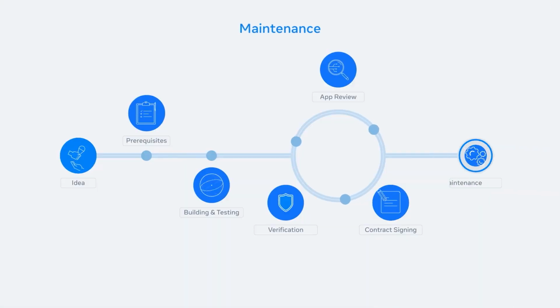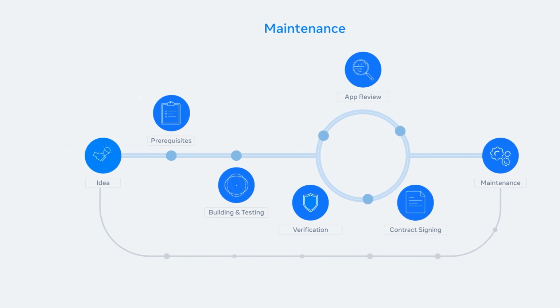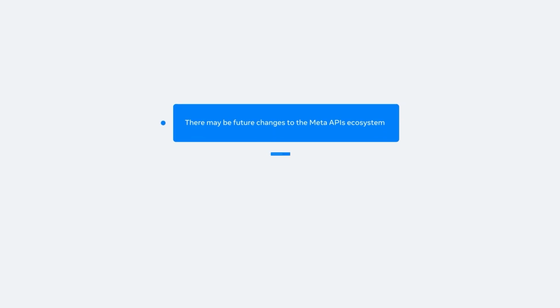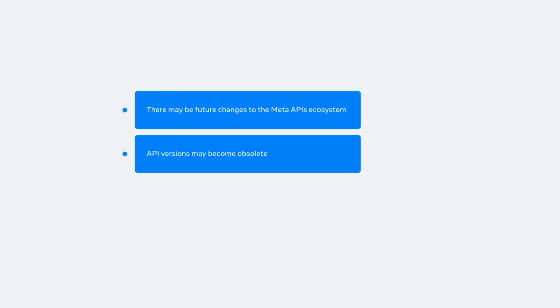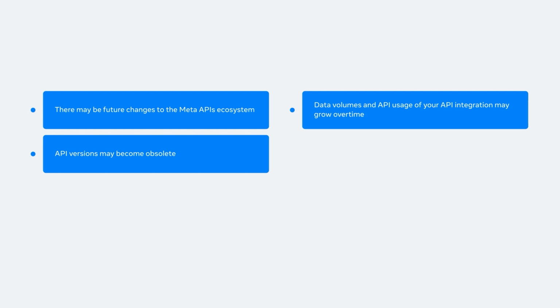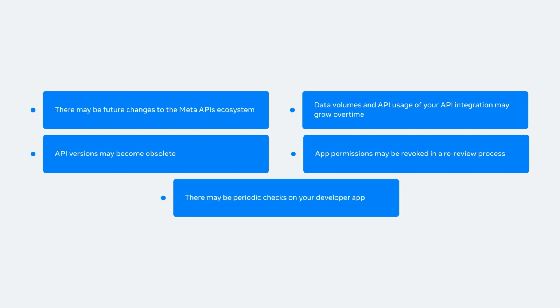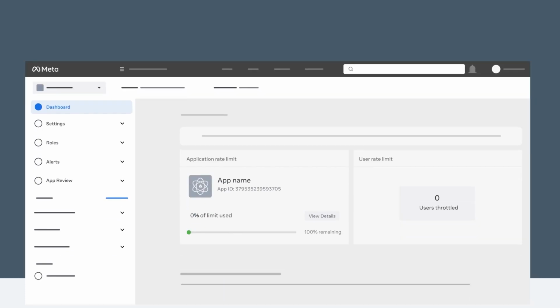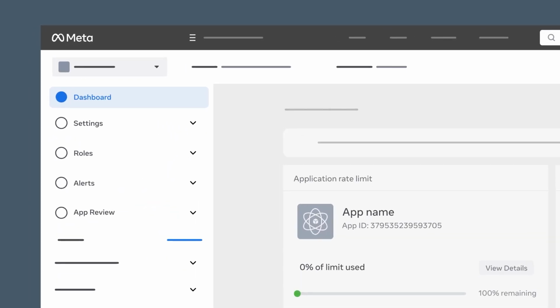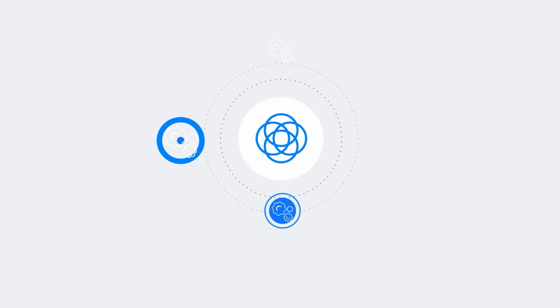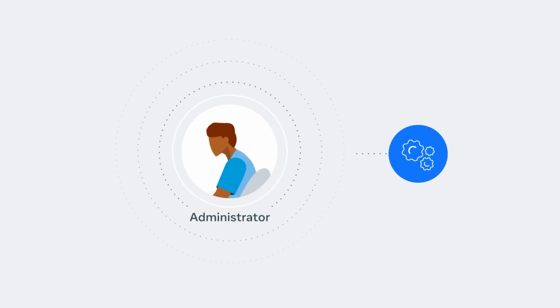After establishing your API integration, you will need to keep your developer app properly maintained. This is because there may be future changes to the Meta API ecosystem. API versions may become obsolete. Data volumes and API usage of your API integration may grow over time. App permissions may be revoked in a re-review process, or there may be periodic checks on your developer app. Due to this, it is important to pay attention to developer app notifications and perform regular maintenance checks on your developer app. An admin of the developer app should be responsible for regular maintenance.